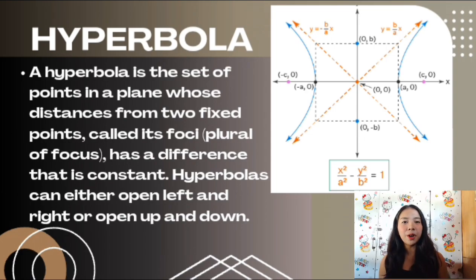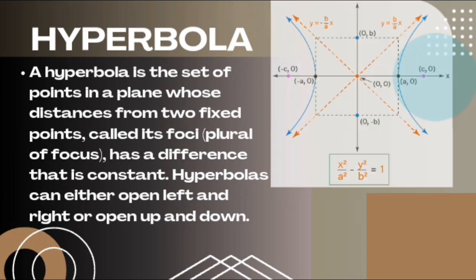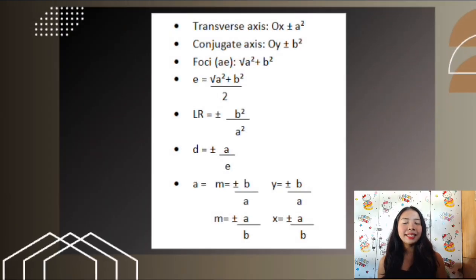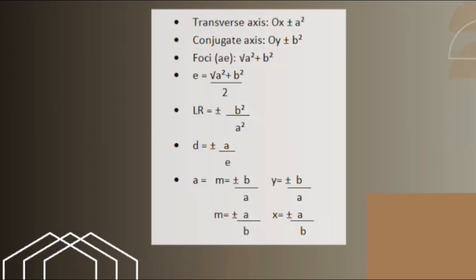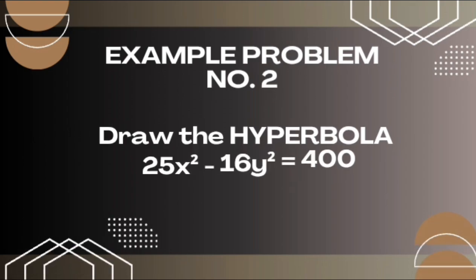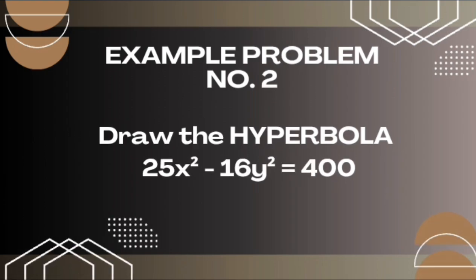Now, let's move on with hyperbola. A hyperbola is a set of points in a plane whose distances from two fixed points, called its foci, plural of focus, have a difference that is constant. Hyperbolas can either open to the left or right, or up and down. This slide shows the formula of hyperbola. Let's take a look at problem number 2 and try to solve it.